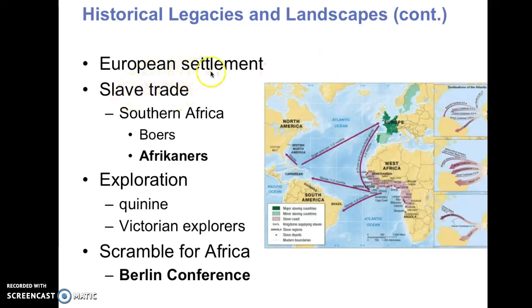We were talking about European settlement. You see here there was in the 15th, 16th century, you had Portuguese coming along here. You then had the Dutch settling in South Africa down here. That's the Boers and the Afrikaners. That's in this region down here in South Africa.